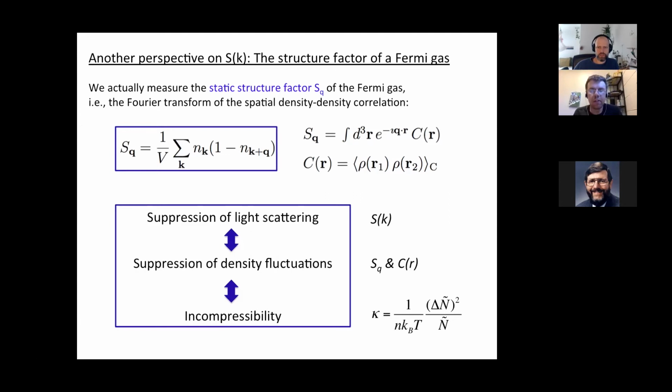For a classical thermal gas, you will always recover Poisson fluctuations. So δn² over n, that ratio, is going to be 1. However, for a Fermi gas, compressibility is different. It's such that you end up seeing that δn² over n is suppressed as you reach degeneracy, in the very same fashion that light scattering gets suppressed. So all these 3 aspects are interconnected.